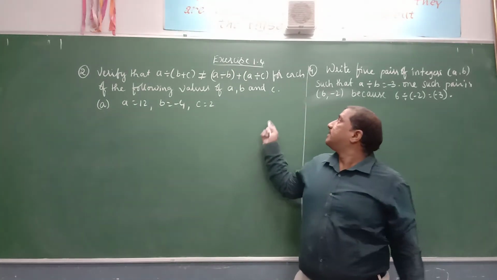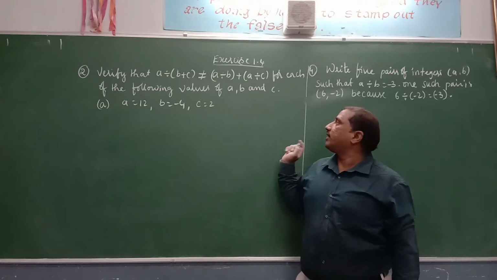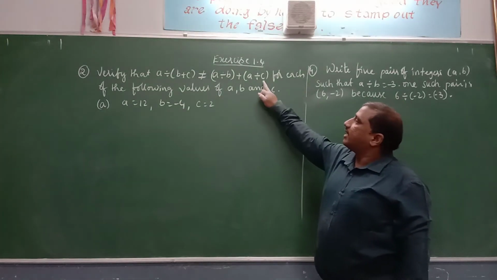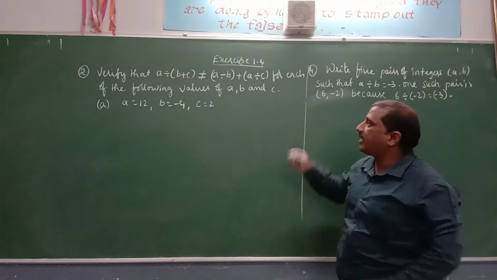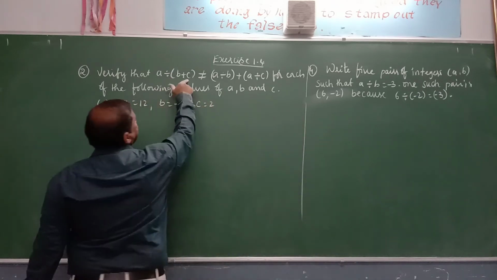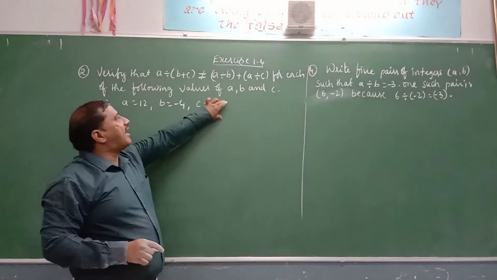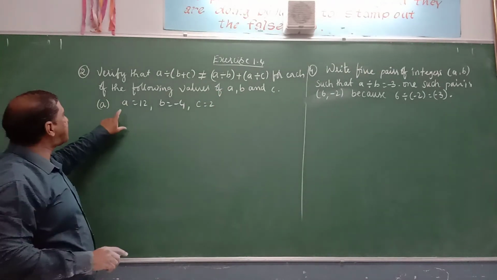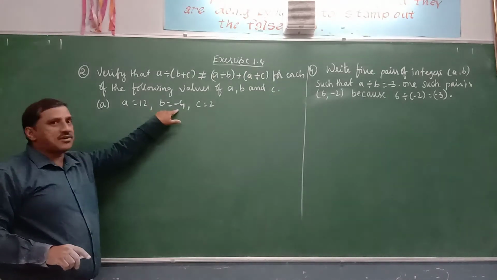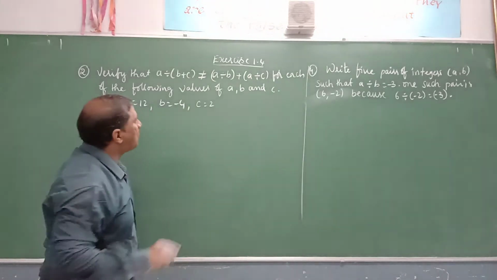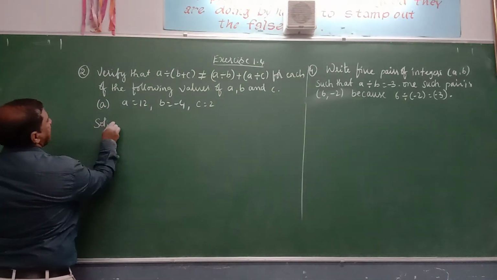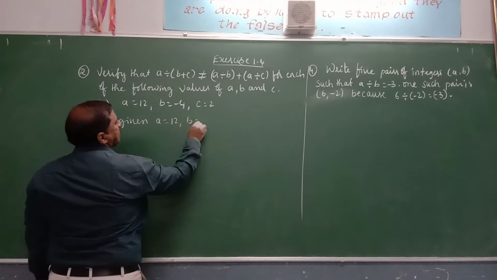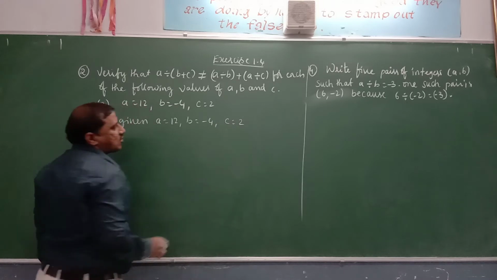So for each of the following values of a, b and c, we need to check whether this identity is verified or not. That is, a divided by (b plus c) is not equal to a divided by b plus a divided by c. The values are a equals 12, b equals minus 4, c equals 2. Now we will verify here. Given a is equal to 12, b is equal to minus 4 and c is equal to 2.